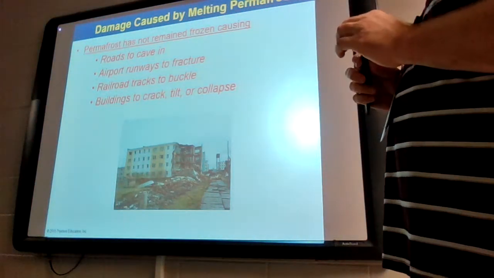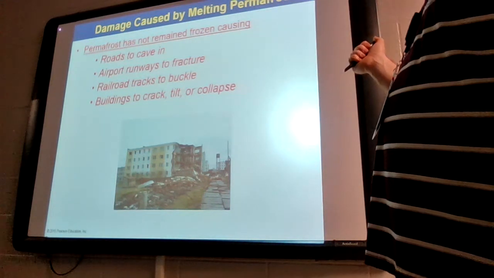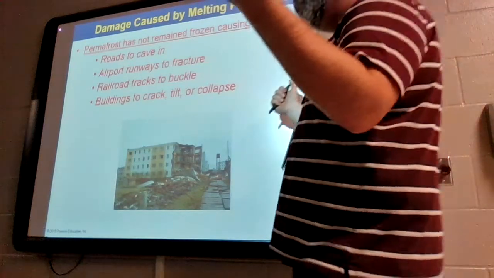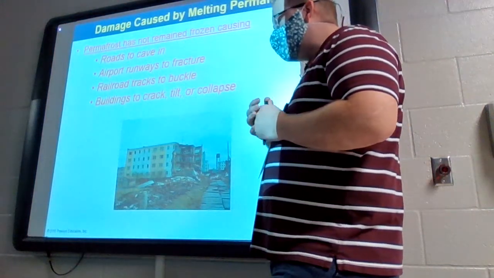So permafrost has not remained frozen. This is damage caused by melting permafrost. So it melts, you have some volume loss in your soil, and it can cause a big deal.